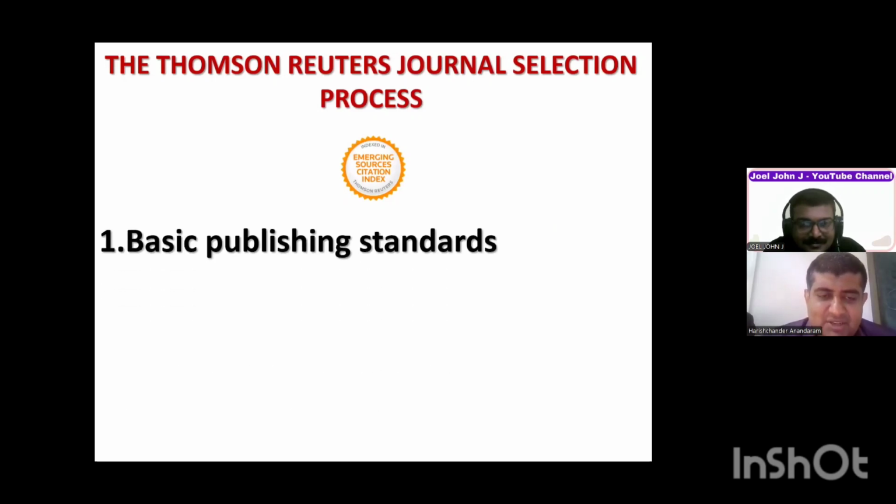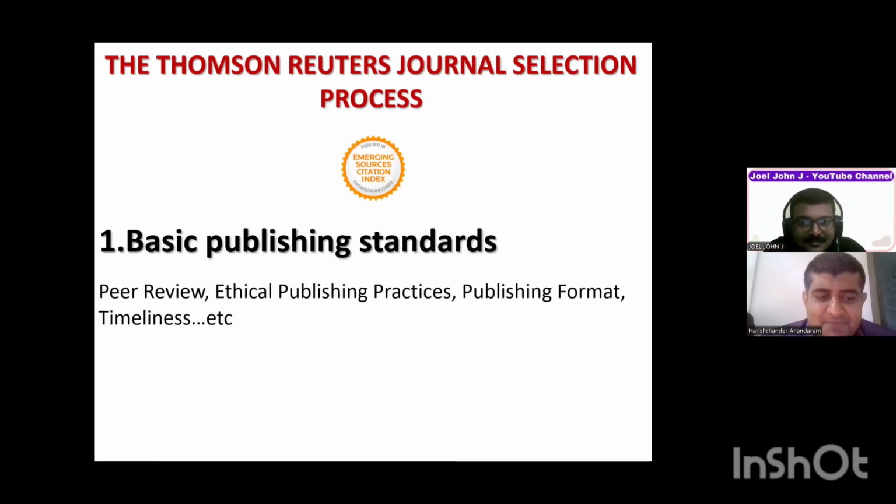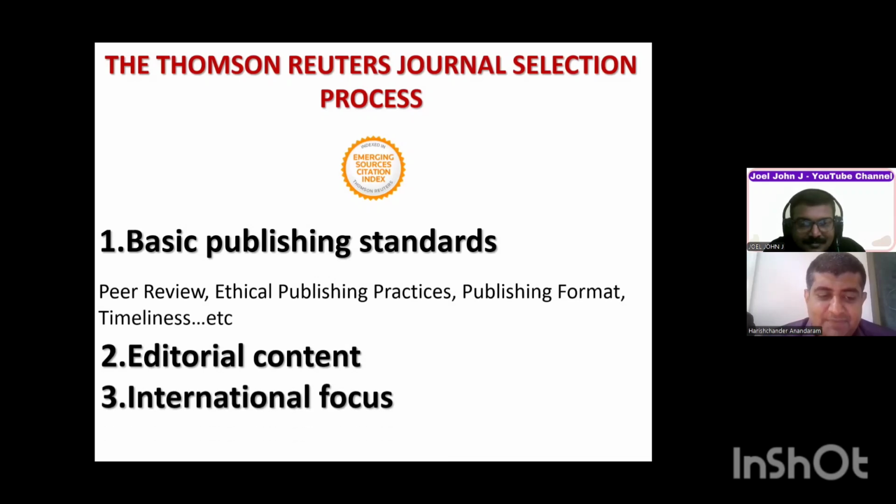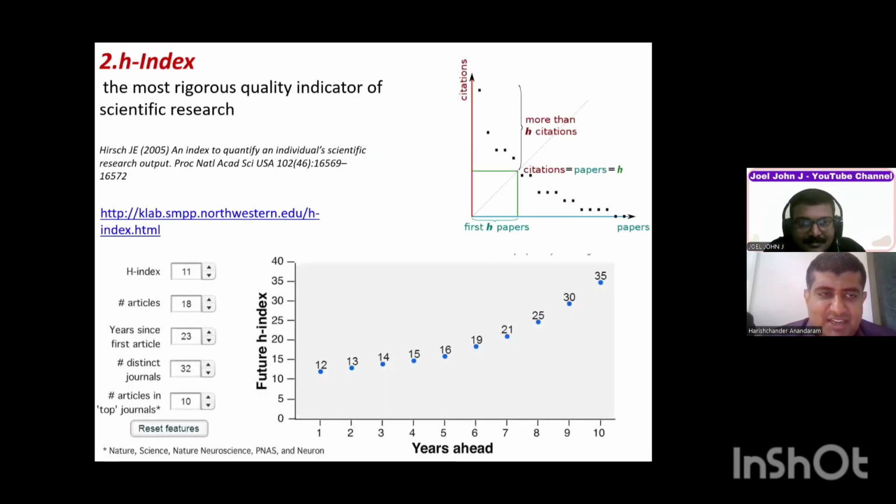So these are the basic publishing standards. We need to understand the peer review has to be proper and it has to be double blinded nowadays. And then the ethical publication practices should be followed properly. And then the publication format and the timeline should also be maintained. Next comes the editorial content. And then the international focus. We should make sure that the article we publish reaches the global level. And finally, the citation analysis.